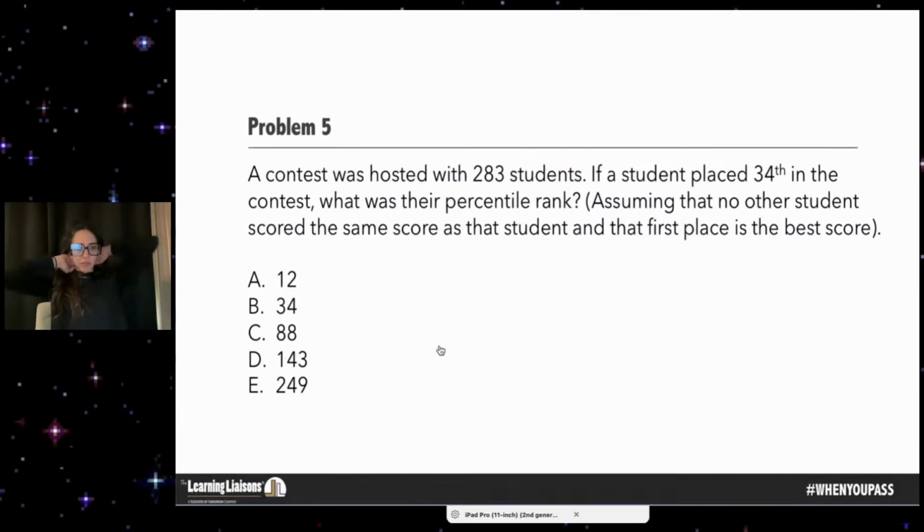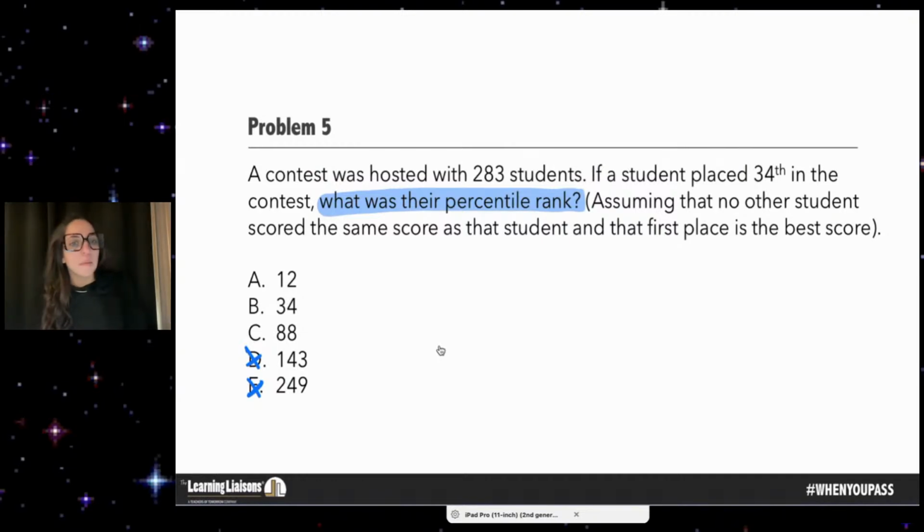All right, right out the gate, right off the bat, we notice that there are 2 answer choices we can immediately eliminate. We can immediately eliminate D and E. Why? Because the question is asking, what was their percentile rank? Which means we are looking for a number between 0 and 100. Because in a percentage, 1 whole is 100. And so we're not going to have, now, can you have percents that are bigger than 100 or smaller than 0?